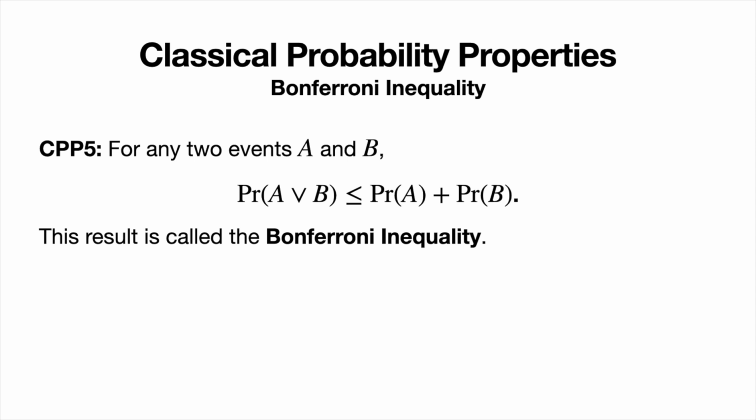Property 5 says that for any 2 events A and B, the probability of A or B occurring is less than or equal to the probability of A plus the probability of B. This result is called the Bonferroni inequality, and it has useful applications in the context of hypothesis testing when we have multiple tests going on and we want to control the overall type 1 error rate. And to do that, one approach is to use the Bonferroni adjustment, which is based on the Bonferroni inequality.